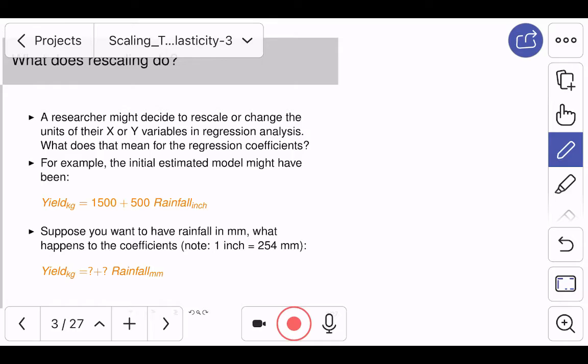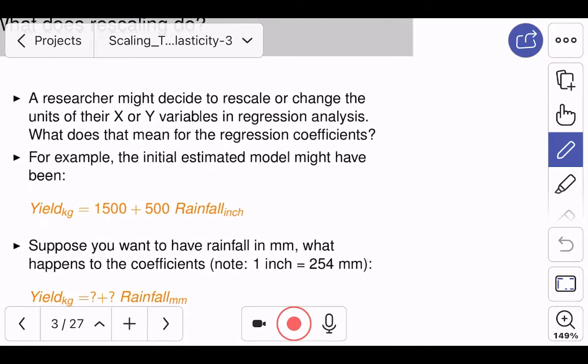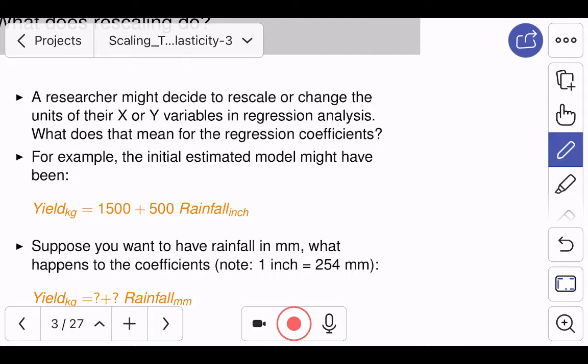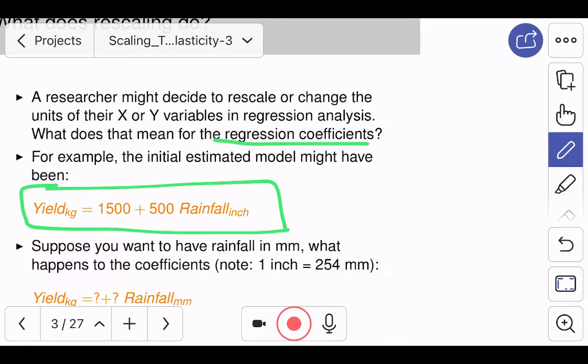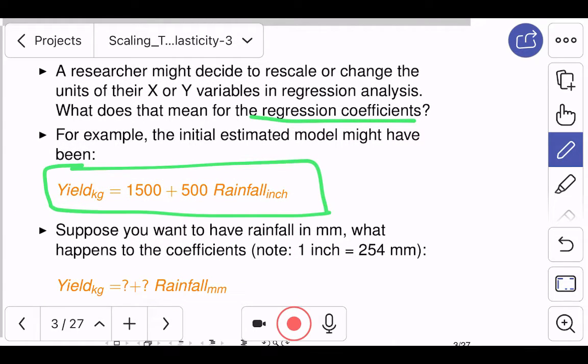That's what scaling is. It's a simple procedure, but we are not interested in scaling for its own sake. We are interested in what it means for our regression coefficients. So if you had a model where you were estimating yield as a function of rainfall, rainfall is measured in inches, and you get this relationship, the model that describes yield is that yield equals 1,500 kilograms plus 500 times the amount of rainfall measured in inches.